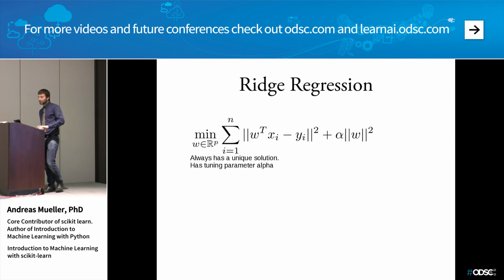And so if you have a very low dimensional problem, if your number of data points is much higher than your number of features, the standard linear regression will work well. If you have a higher dimensional problem, you probably want to use ridge regression.